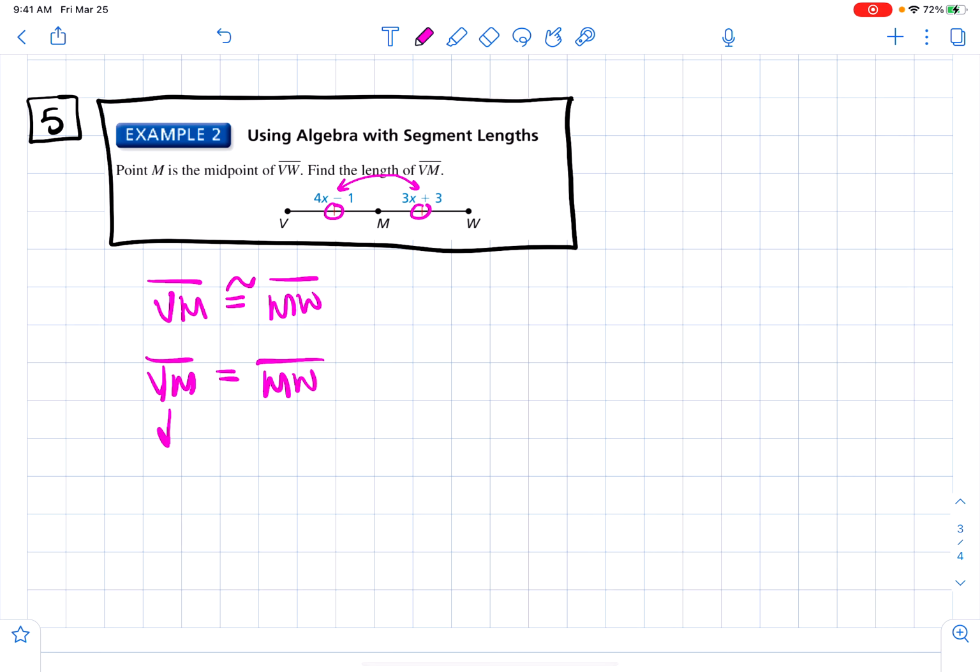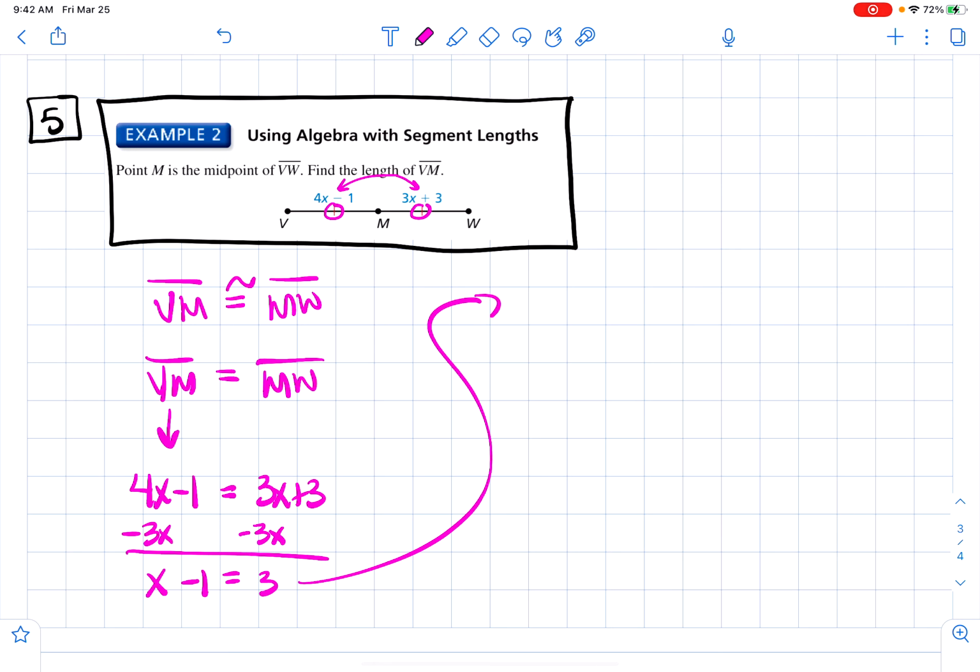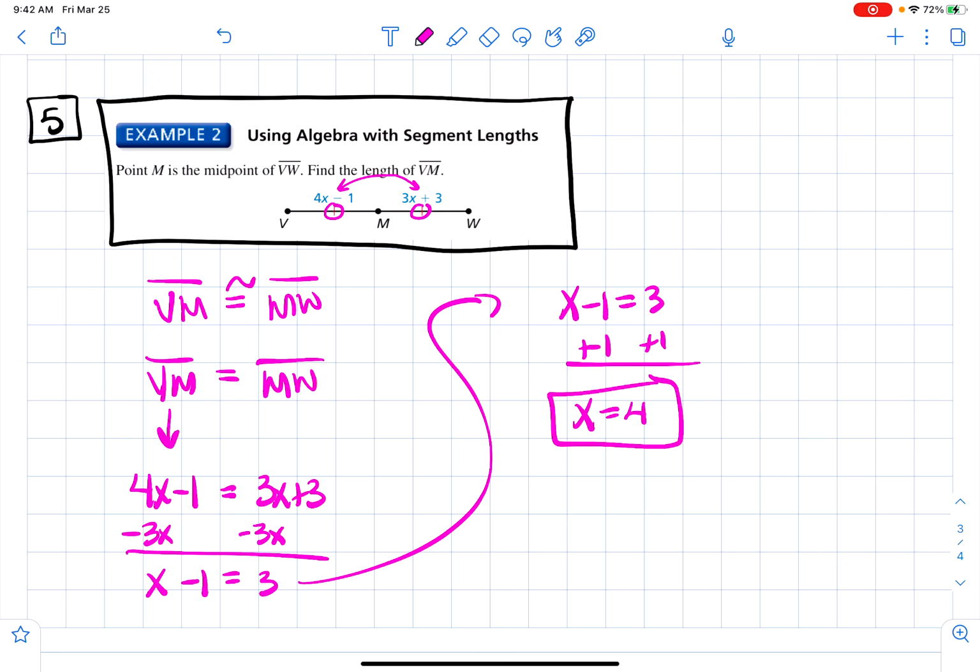That tells me that this is 4x minus 1. That has to equal 3x plus 3. So all we have to do is a little bit of algebra here. So I'm going to subtract 3x from both sides. So 4x minus 3x is x minus 1 is now worth 3. Let me come over here real quick. So if x minus 1 is worth 3, I would add 1 to both sides, and I would see that x is equal to 4. Okay, pretty easy. So therefore, VM would have to be a length of 4. And that's everything you need for 8.3, number 1.